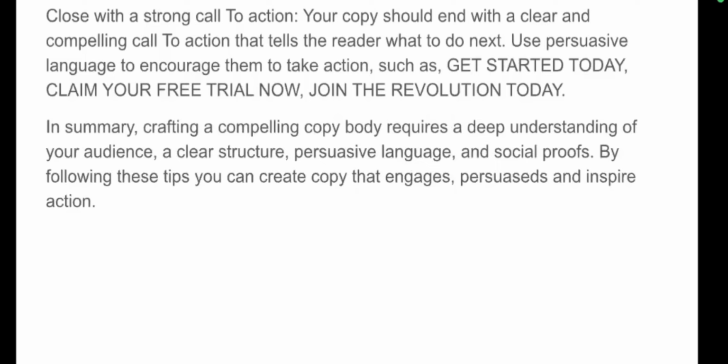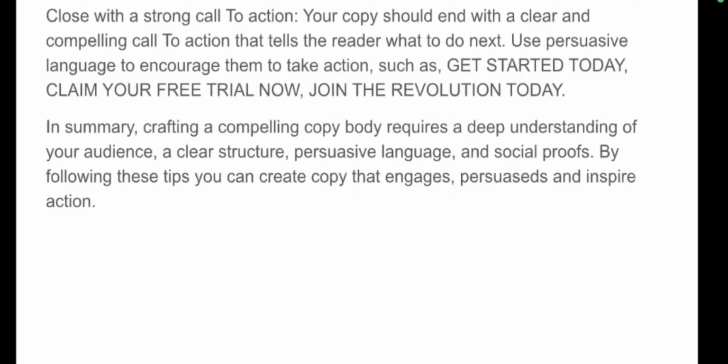So the last thing you want to do in the body of a copy is close with a strong call to action. Your copy should end with a clear and compelling call to action that tells the reader what to do next. Use persuasive language to encourage them to take action, such as get started today, claim your free trial now, join the revolution today, and many more like that.